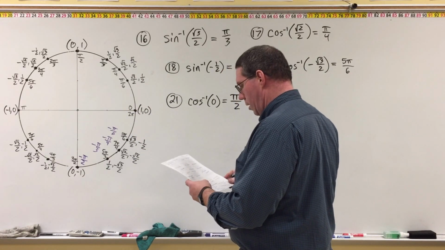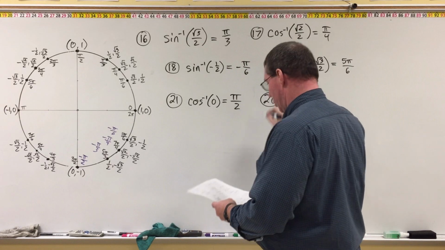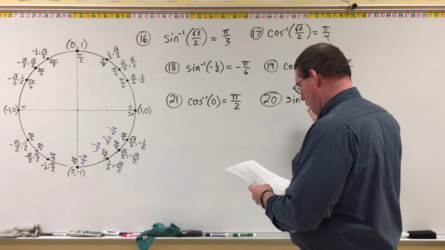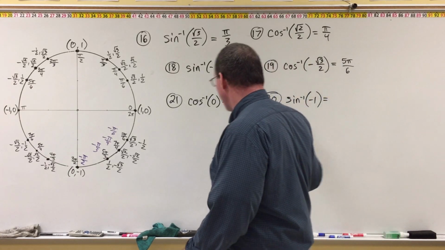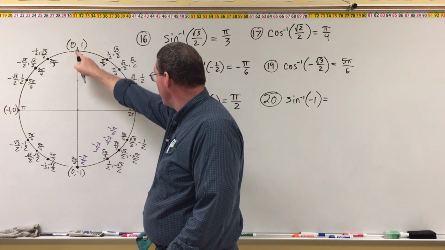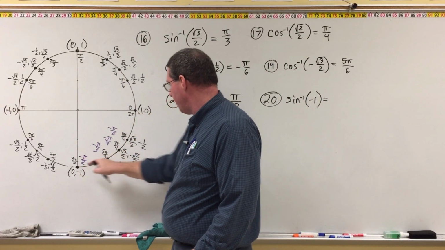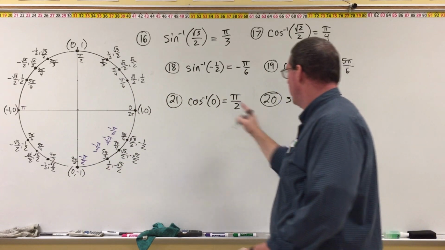Oh, we skipped 20. Oh, I'm sorry, I skipped 20. Well, that's 21. Let's do 20 right here. Question 20 is sine inverse of negative 1. All right. So the sine is the y-coordinate. The y-coordinate between here and down here is right here, negative 1. And so the answer is negative pi over 2. Negative pi over 2. 20 and 21.